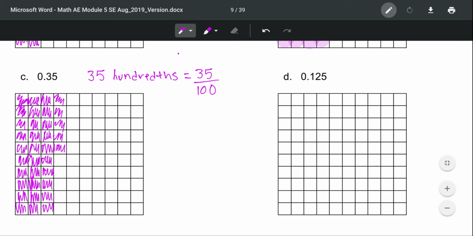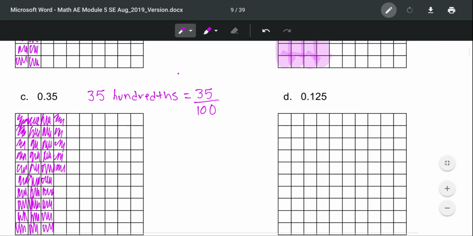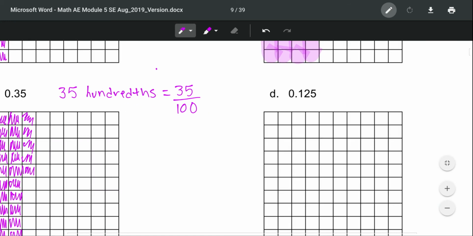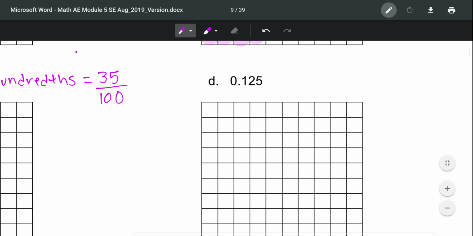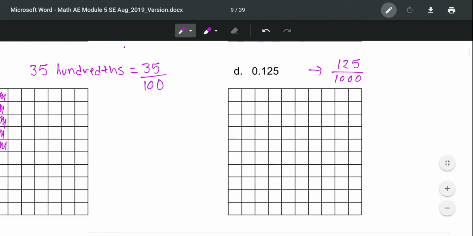So you should have 35 units or squares shaded in out of the total of 100 squares. So that would be 35 hundredths, or 35 out of 100 in a fraction. So next we have D, 125 thousandths. Remember that as a fraction, you write this as 125 out of 1,000. We don't have 1,000 squares, we only have 100 squares.